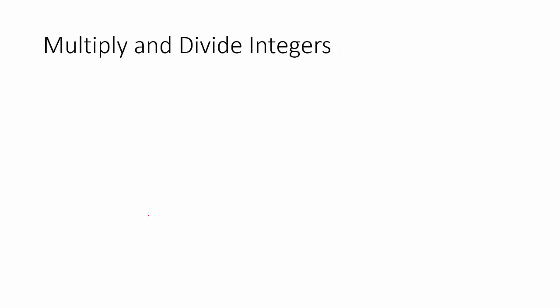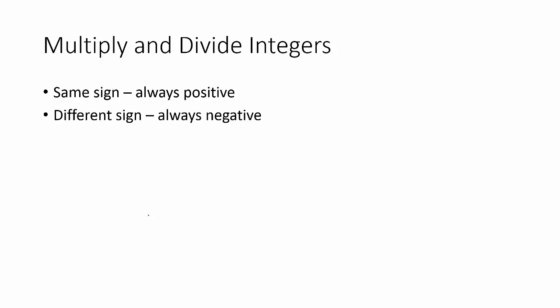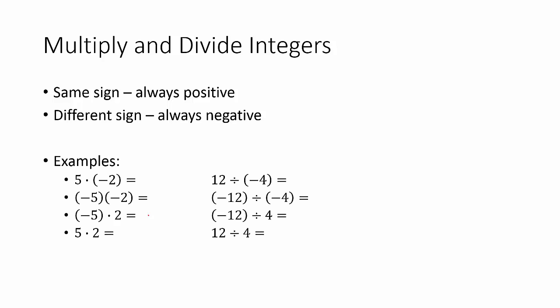Now, multiplication and division works exactly the same way. Basically, we're asking ourselves, do they have the same sign or different? If they have the same sign, the answer is always positive. If they have different signs, the answer is always negative. So got a bunch of examples here.